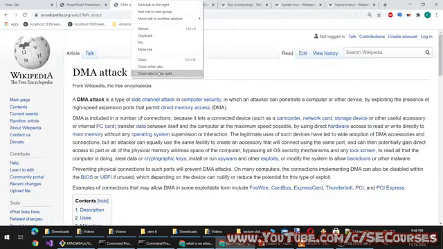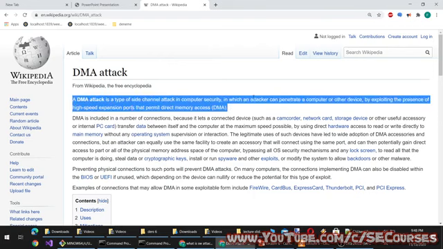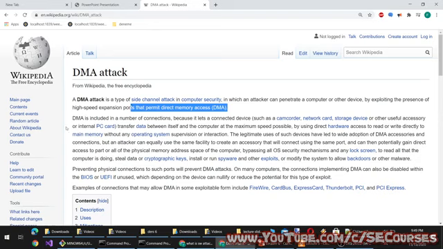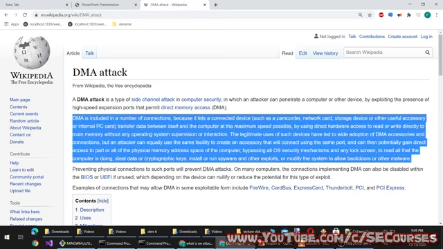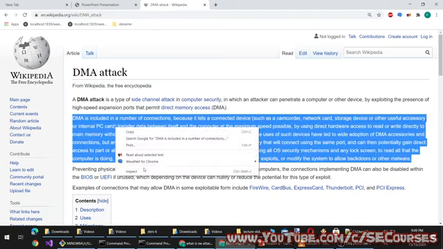And okay, you see there is a DMA attack. A DMA attack is a type of side-channel attack in computer security, in which an attacker can penetrate a computer or other device, by exploiting the presence of high-speed expansion ports that permit direct memory access, DMA. So DMA is direct memory access.